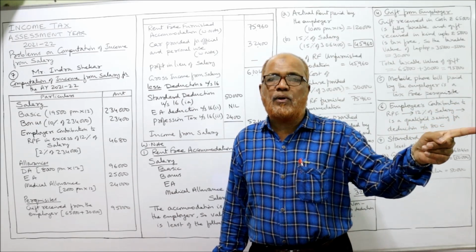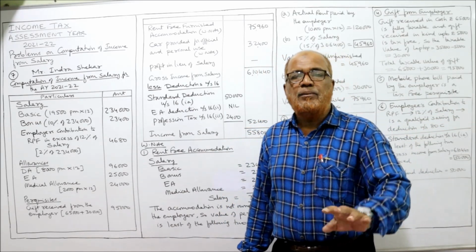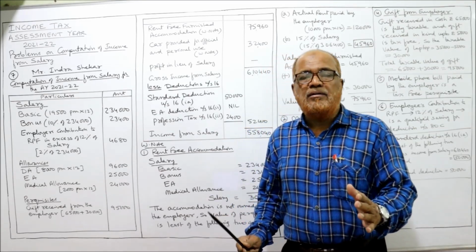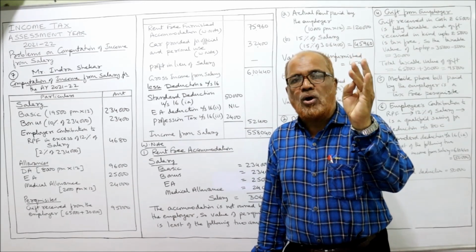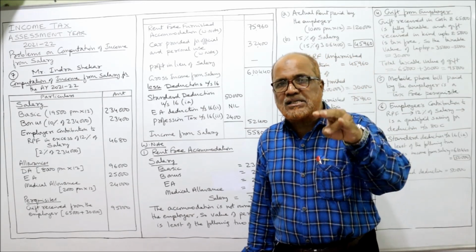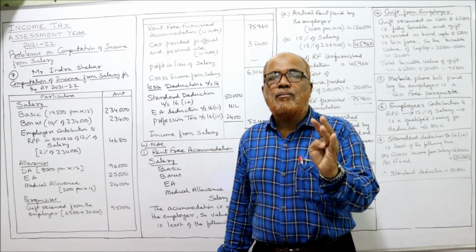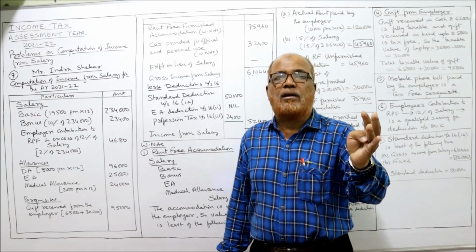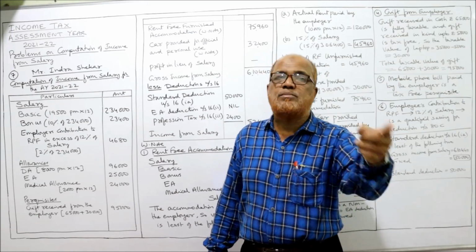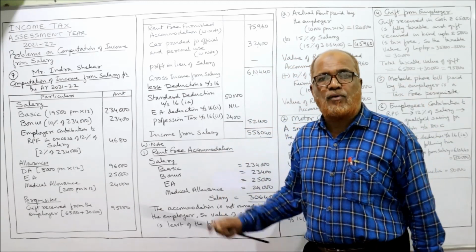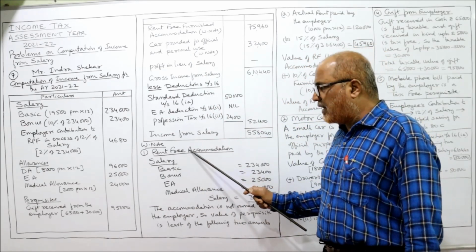Actual rent paid by the employer, 10,000 per month into 12, 1,20,000, or 15% of salary. Salary means basic plus bonus plus fees plus commission plus all taxable allowances except DA. DA will be included if it enters for retirement benefit, plus any monetary payment made by the employer, or professional tax or income tax paid or reimbursed by the employer. This is the definition of salary for RFA. Right? So first of all, we'll calculate in the working note, rent-free accommodation.